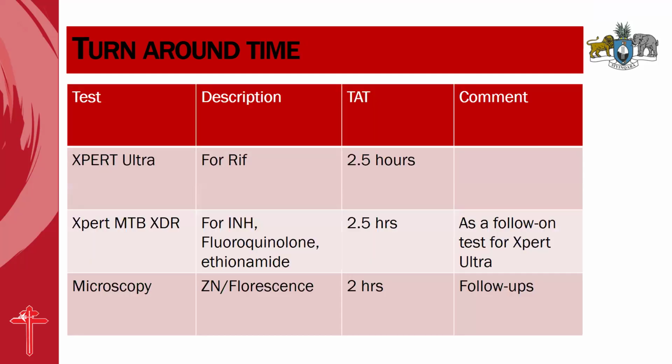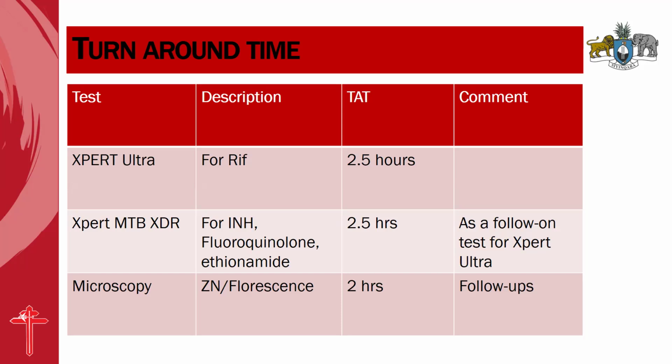Then we also have the Xpert Ultra for RIF. The turnaround time for this one is 2.5 hours, which is the analytical turnaround time. Like we have seen from the slide where I was showing the GeneXpert, it is just a simple three-step process, so it's around 2.5 hours.